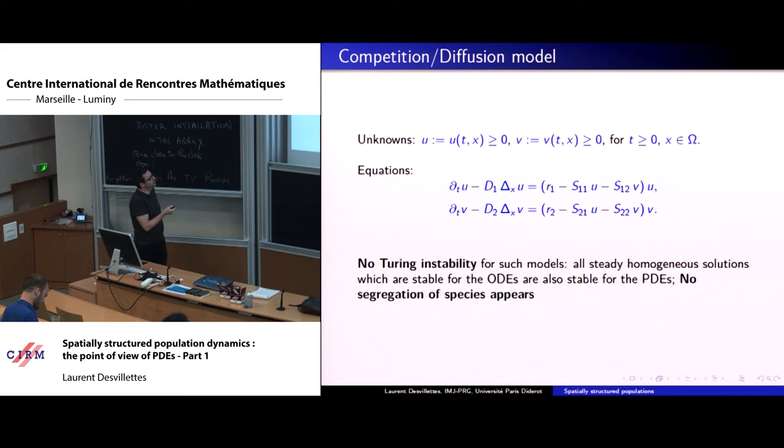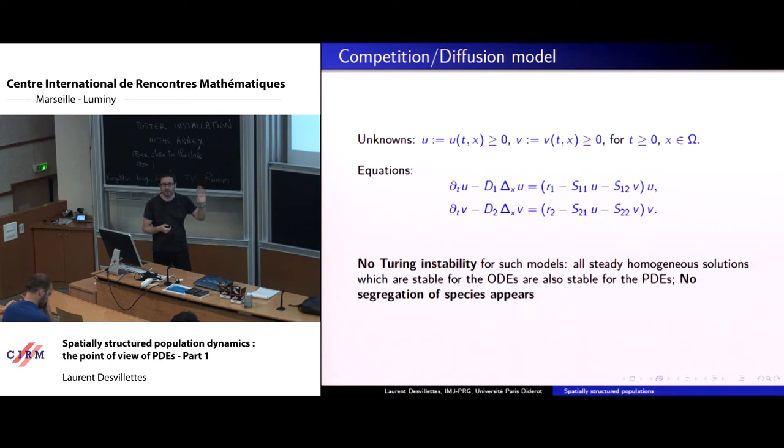if you take a steady state for the ODE, an equilibrium, which is stable, so it can be, if you are in the most interesting case in which you have coexistence, this is a state in which you have both species which are present. So if it is stable for the ODE, it will also be stable for the PDE, which means that you cannot get patterns out of this, special patterns, and in particular, no segregation of species appears.